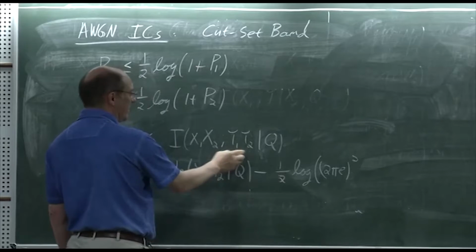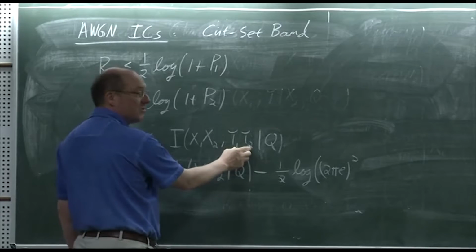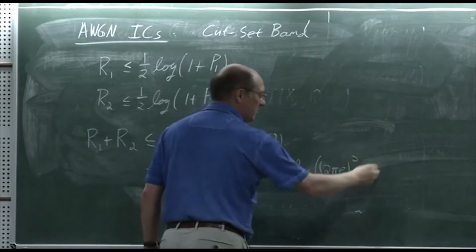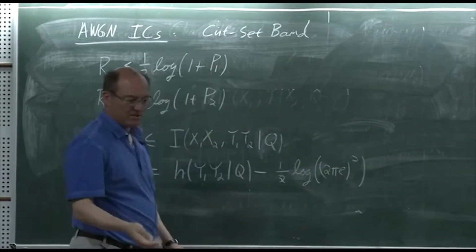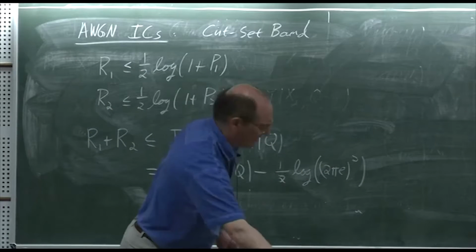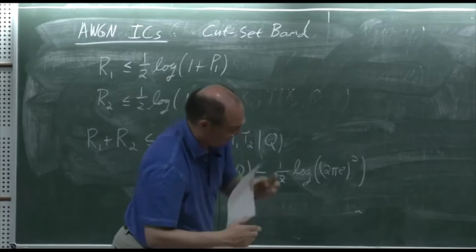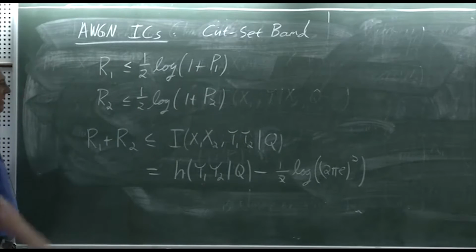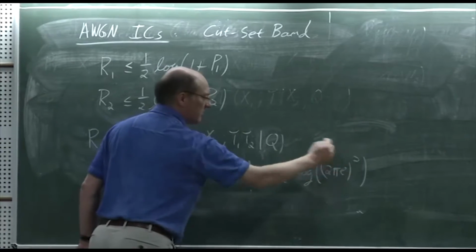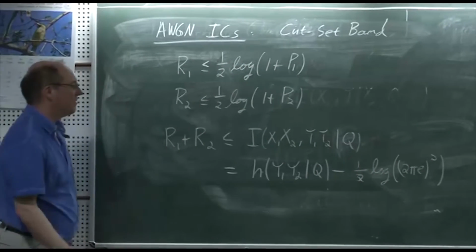It's h of y1, y2 given x1, x2, which is h of z1, z2. So that's just going to be the determinant of the identity matrix, but we'll just get that squared, which makes sense, I hope, because after all, we have a Gaussian vector with independent entries of length 2, so this 2 will just come out front, so we'll just get log of 2 pi e.